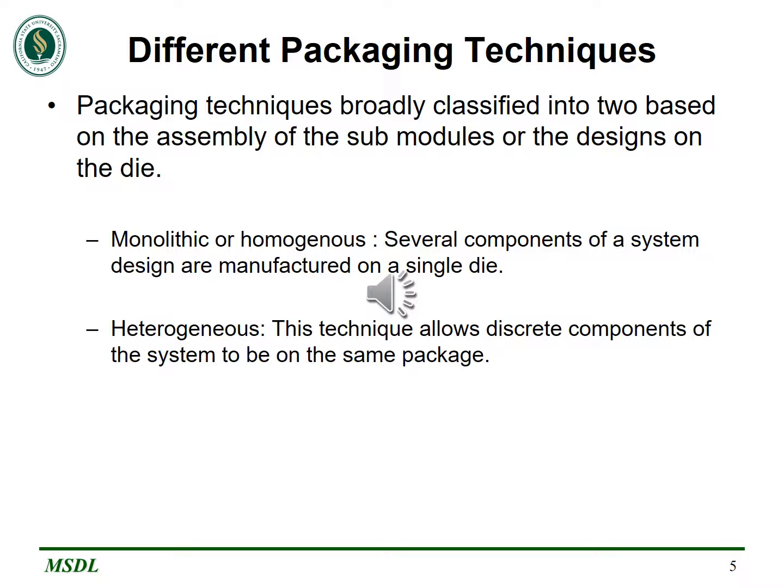In this slide, let's see the different packaging techniques. Packaging techniques are broadly classified into two based on the assembly of the submodules or the designs on the die. Here, monolithic or homogeneous means several components of a system design are manufactured on a single die. So we can see all the components on a single die here. Whereas in heterogeneous, this technique allows discrete components of the system to be on the same package. So this is the difference between monolithic and heterogeneous.